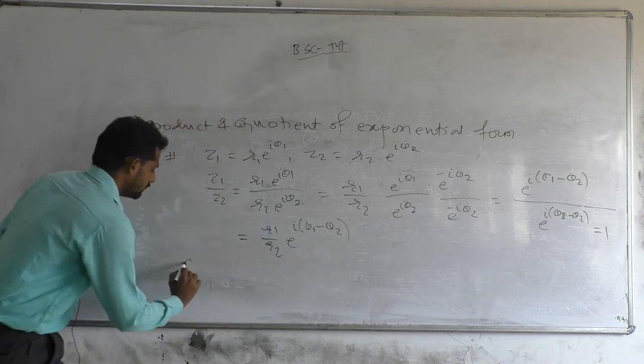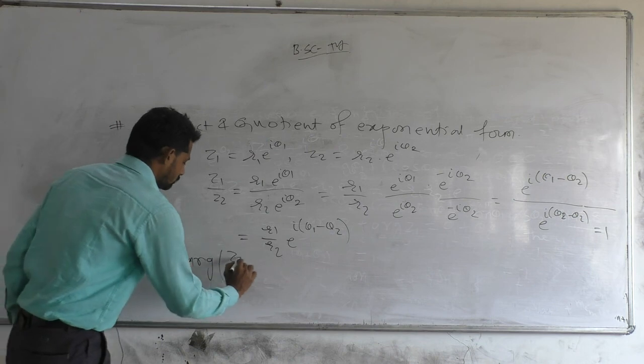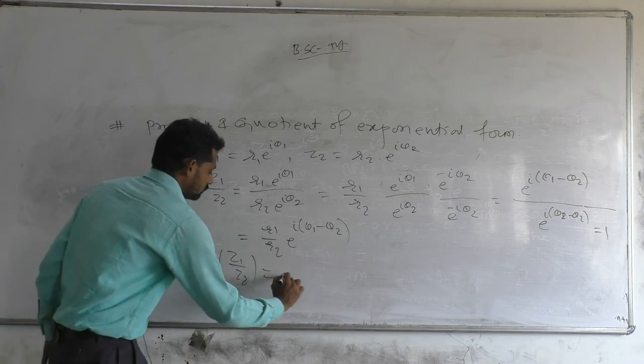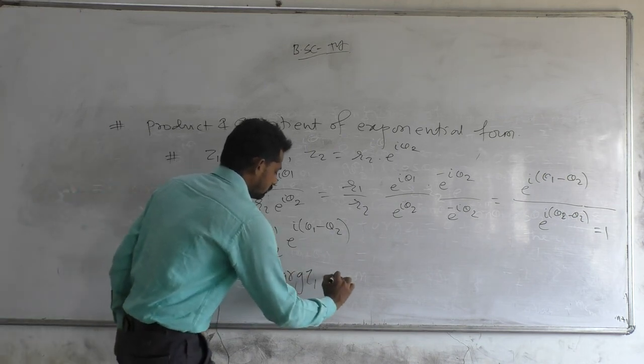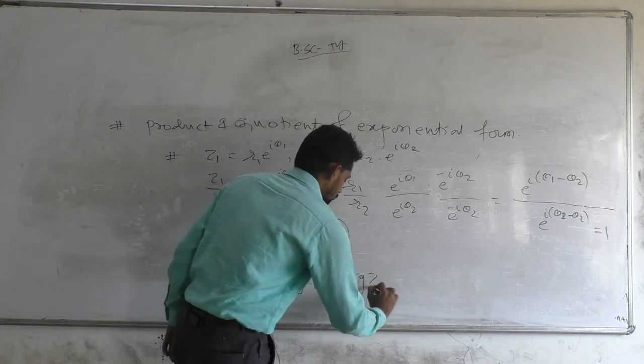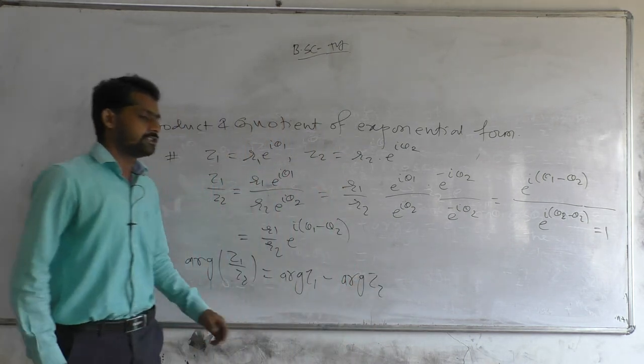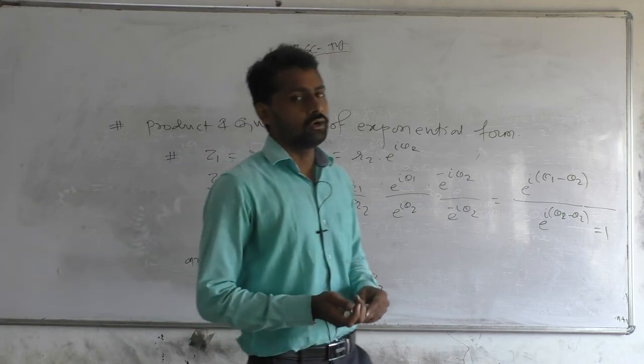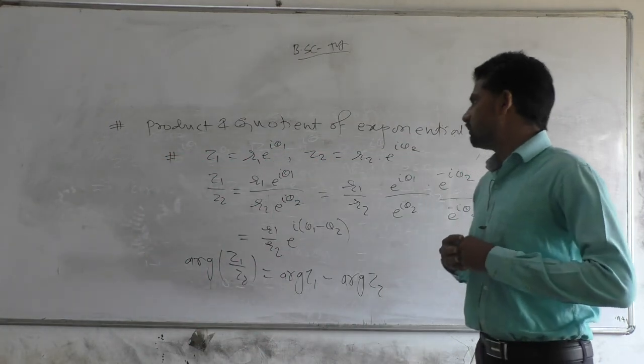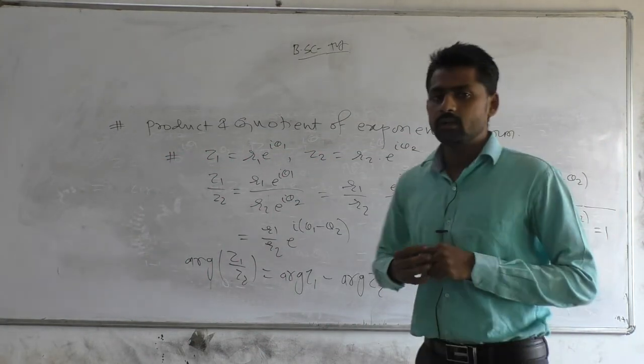So from this we can write argument of z1 divided by z2 is equal to argument of z1 minus argument of z2. So this is about the product and quotient of exponential forms of the complex number.